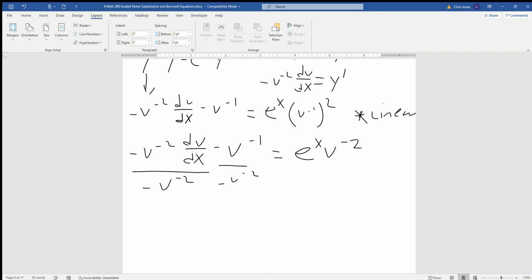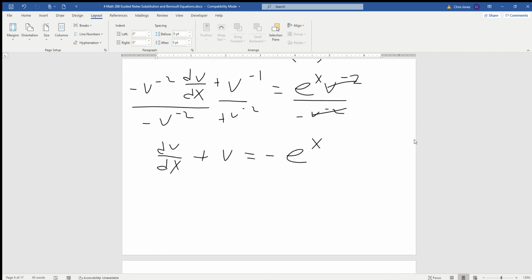When we divide out, we get dv/dx plus v. Notice that this negative and negative becomes a positive: negative 1 minus a minus 2 is just v to the first. This is equal to, these v to the minus 2's cancel out, and we get minus e to the x. And it's a perfect linear differential equation.